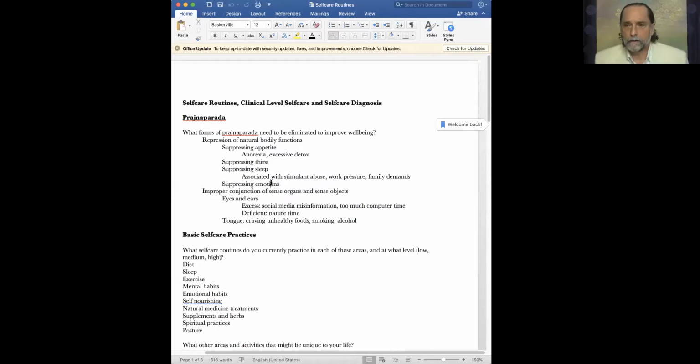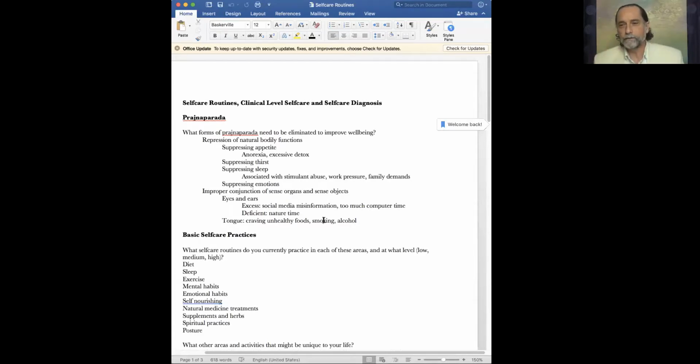We're not going to spend a lot of time on this, but then there's the improper conjunction between the sense organs and the sense objects. And I gave here only a few examples that are very common, like the eyes and the ears, and the tongue. So excess, we have a pandemic of excess conjunction between the eyes and misinformation in social media now, and it's confusing people's brains. So too much computer time is hard on the eyes, but I will mention that working on Zoom is probably the least dangerous occupation in the world, even though it's not good for our eyes.